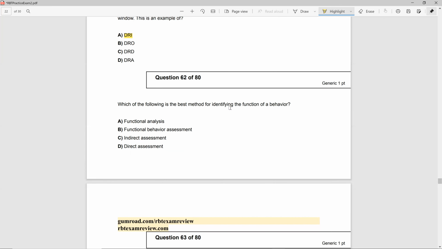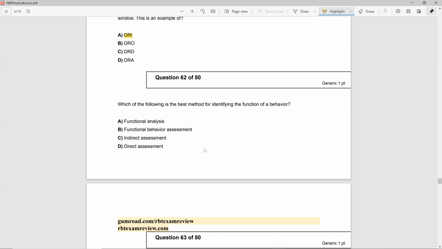The question is asking us, what assessment is best for identifying the function? Well, let's go through them. We know an indirect assessment is what? It's an assessment that does not observe the client. So surveys and interviews. It's the least accurate, you could say, or effective or valid assessment. Not that it's not useful, it's just that you can't really determine any behavioral functions from an indirect assessment.